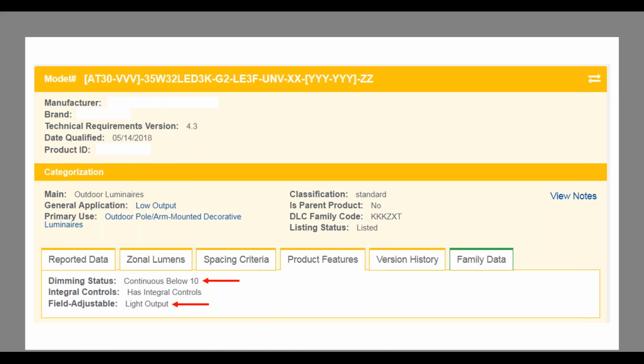This next slide here shows how it would be displayed. So this is a product tile on our QPL. Under dimming status, it would indicate whether the product has continuous below 10, continuous above 10, stepped, or is not dimmable in that way. So this one would display continuous below 10, and it would display separately below that it has field adjustable light output, both things.